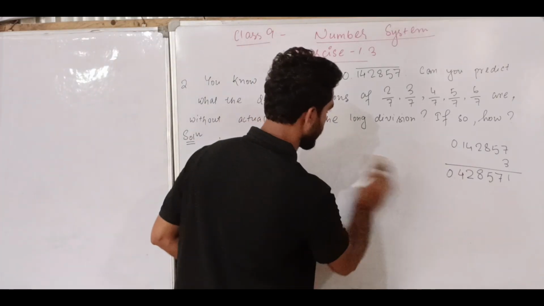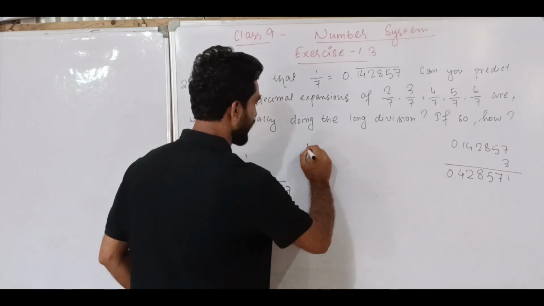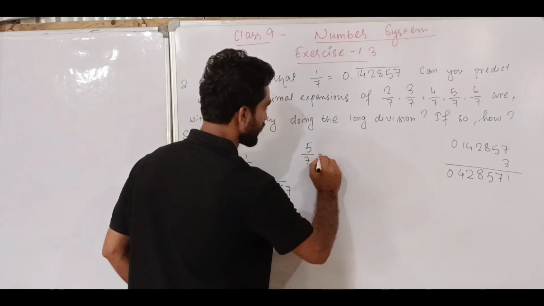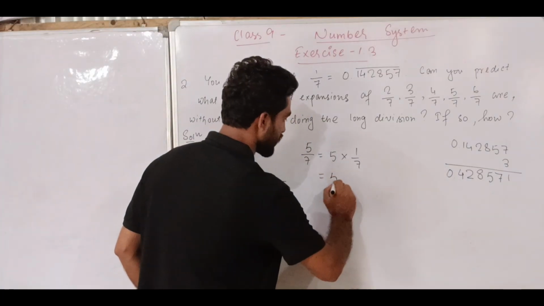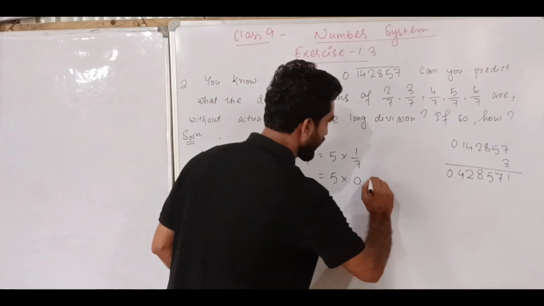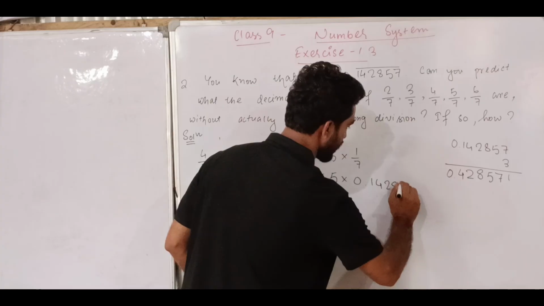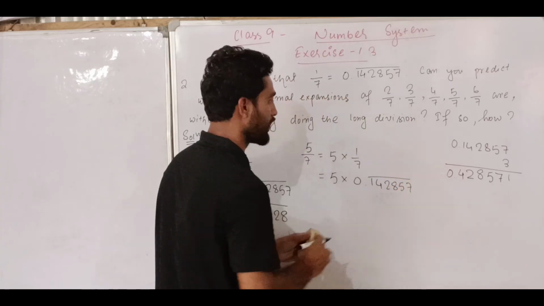Now 5 by 7. Same, 5 by 7 also the same. 5 into 1 by 7. So 5 into 0.142857 bar.